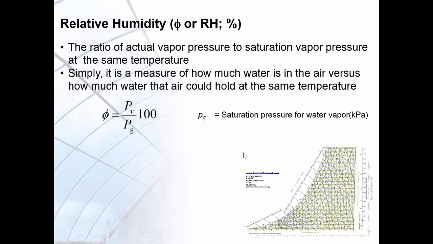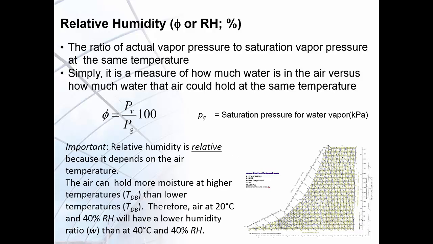Therefore, the relative humidity is the ratio of the current water vapor concentration to the saturation, or the maximum water vapor concentration that the air can hold at that temperature. And if we look at the saturation vapor pressure, it changes with the air temperature. Basically, at about every 10 degrees Celsius increase, the saturation pressure of water vapor doubles.